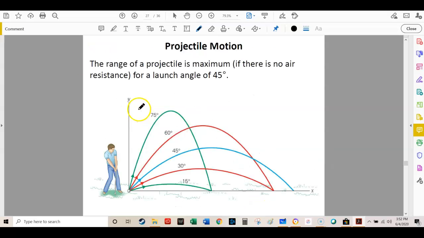Okay, and that's also illustrated here as well.